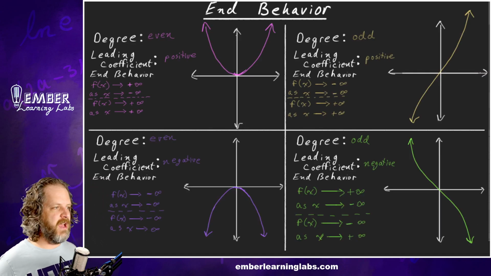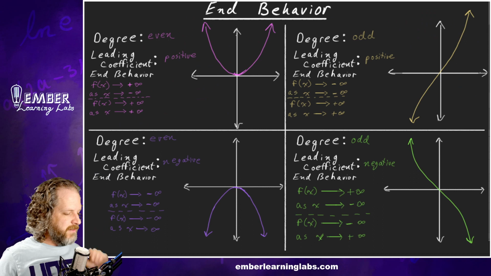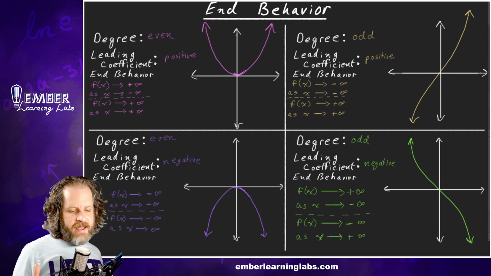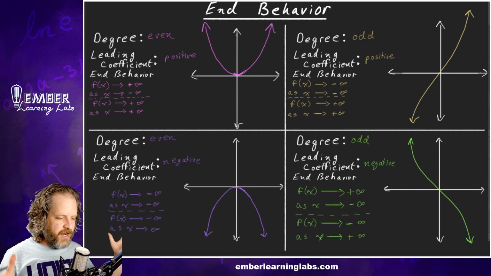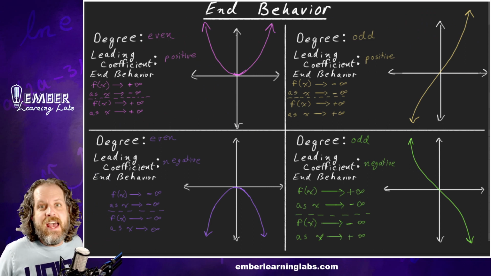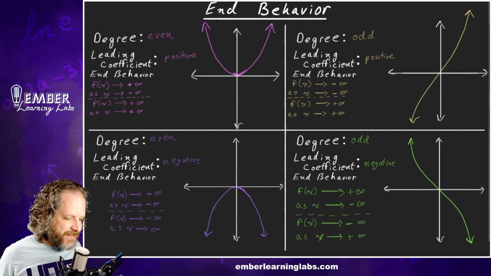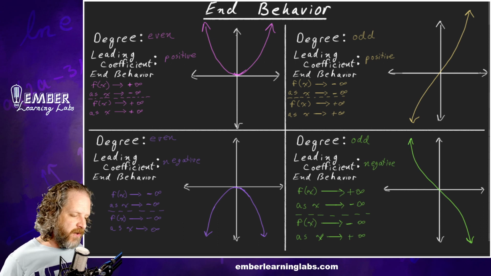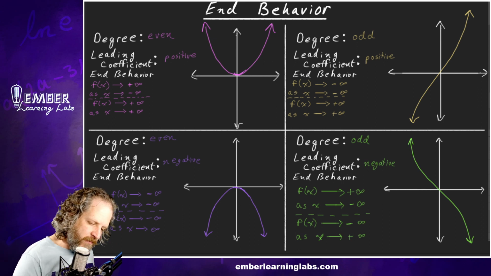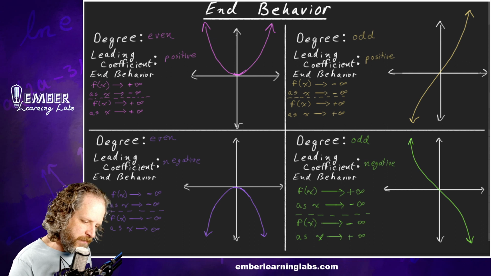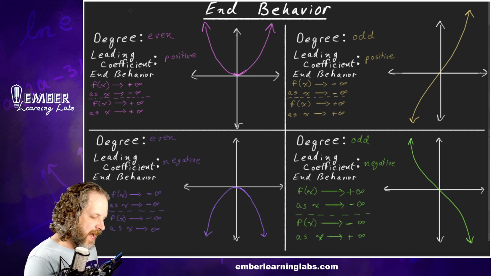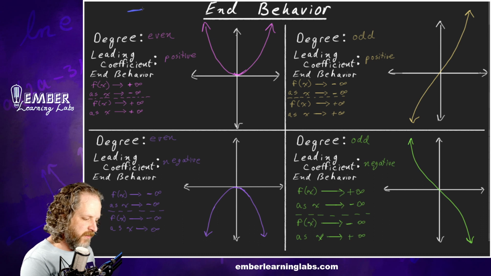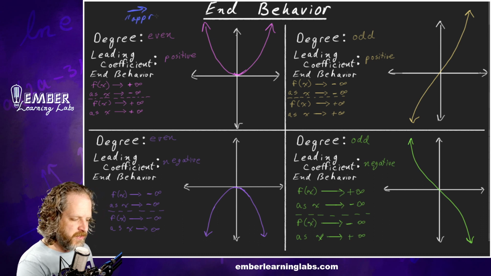So, end behavior. A big thing. What are we talking about here? What is this concept? We're talking about what happens at the ends of these polynomial functions. And we've got kind of a new symbol here. This arrow in this context means approaches.